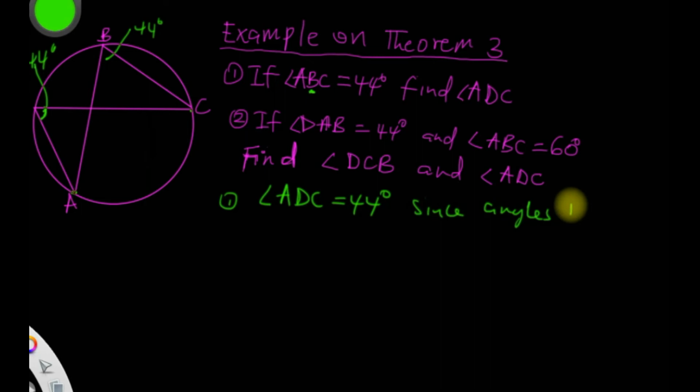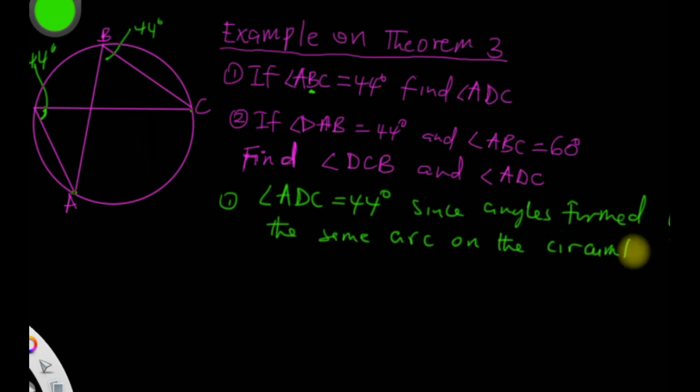Since angles formed by the same arc on the circumference are equal. Angles formed by the same arc on the circumference are equal. Fine. So let's go to number 2.